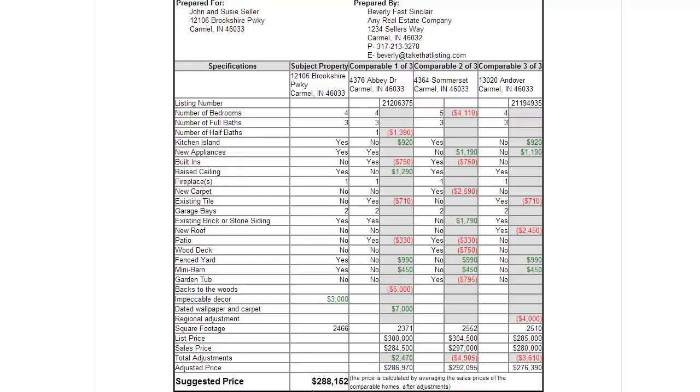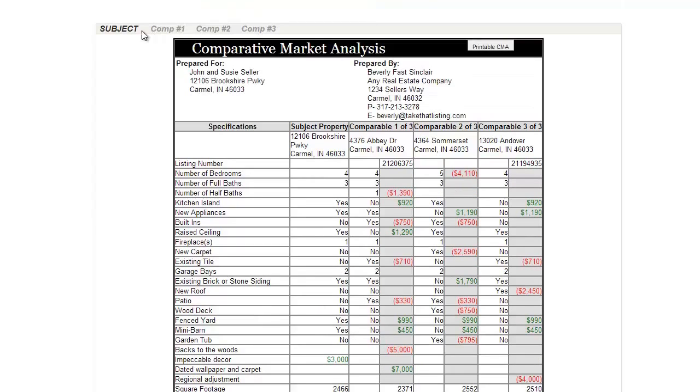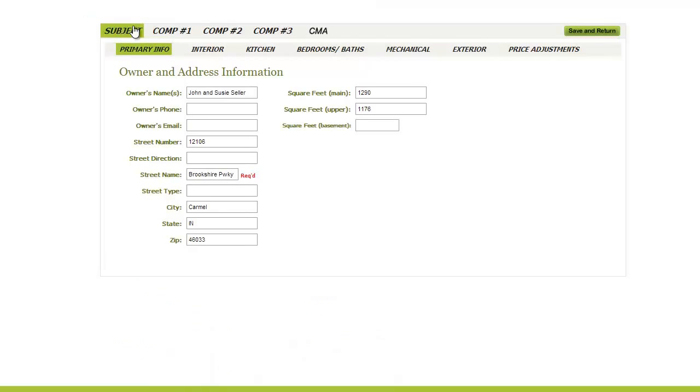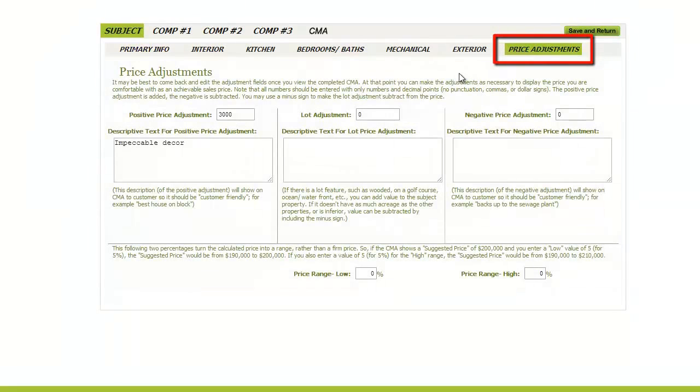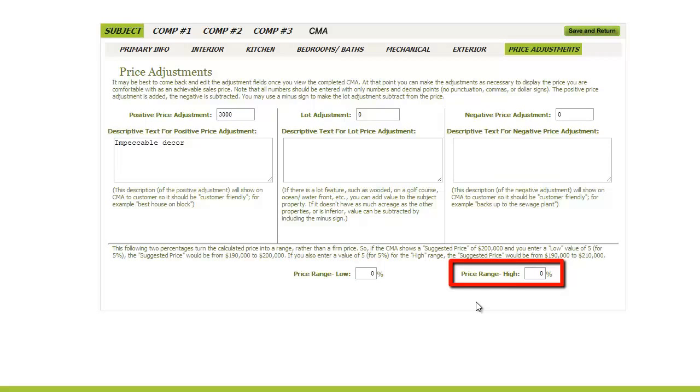This is another place where the system is extremely flexible and can allow you to determine if you want to bump the price up a little bit or bump it down a little bit. To do that, it's pretty easy. Simply go back to the subject property and only under the subject property price adjustment, you'll notice two boxes. One says price range low, the other says price range high. This is for you, the agent, to give a range reflected in percentages of the suggested price, which was $288,000.